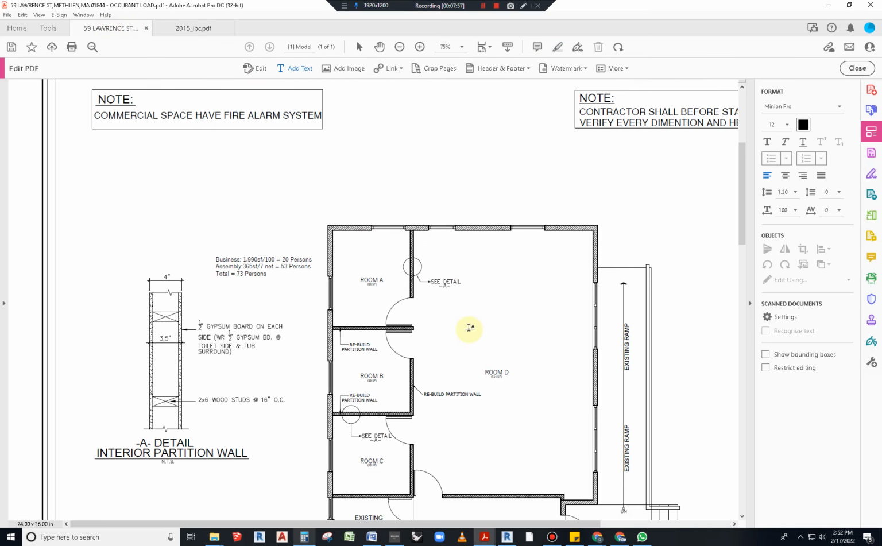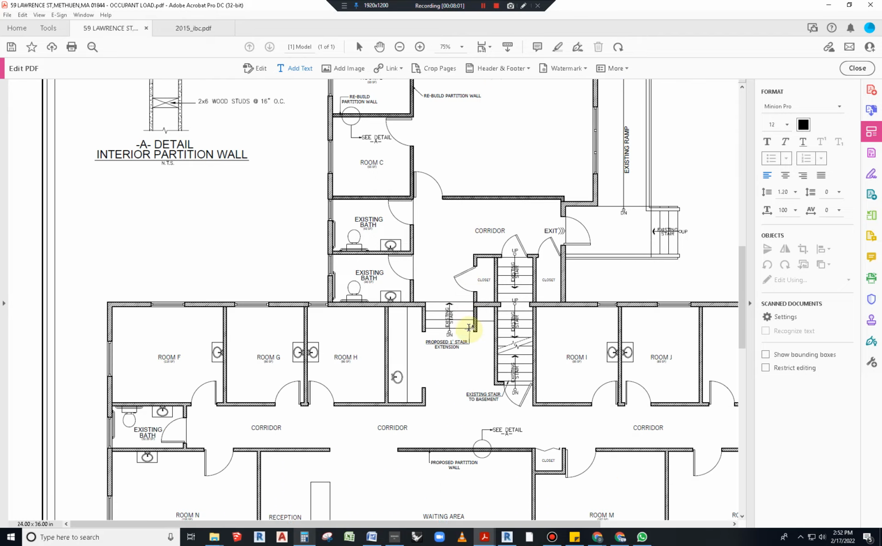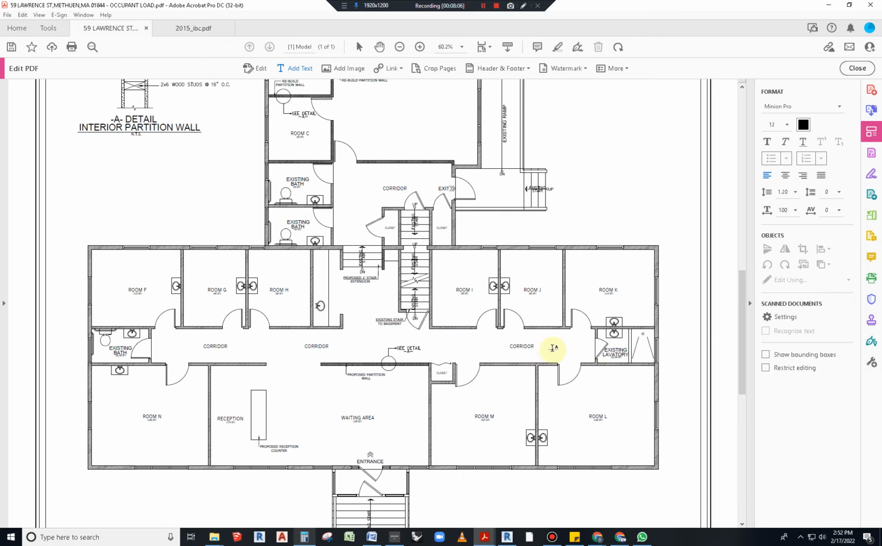Then you have questions like, well, what about corridors? What about this? What about that? Technically, you should count every square footage that's in there. In this case, I didn't have it, but I wanted to illustrate it. So if I had this area, I would add it as business.